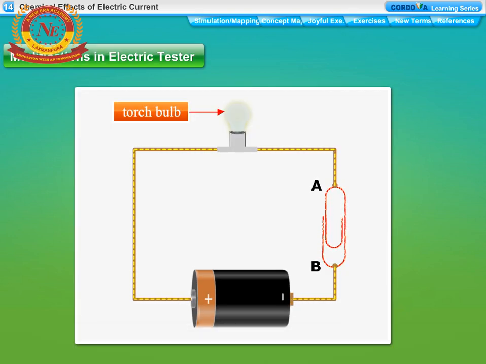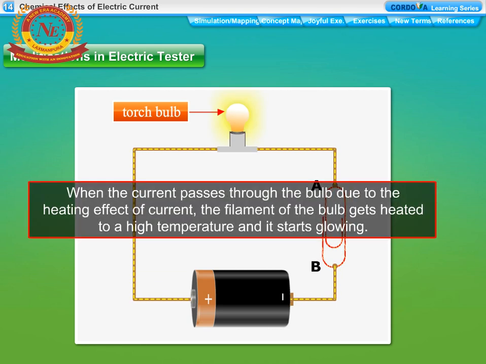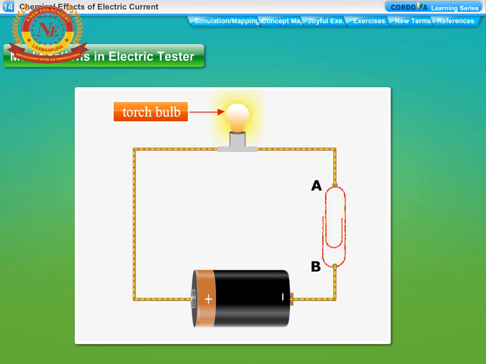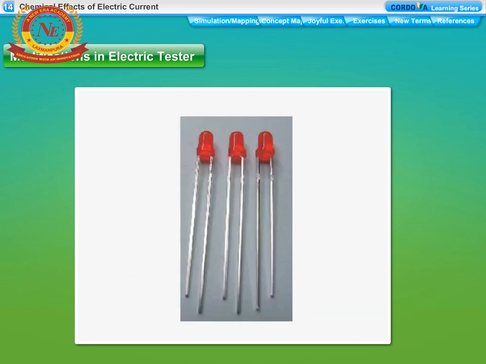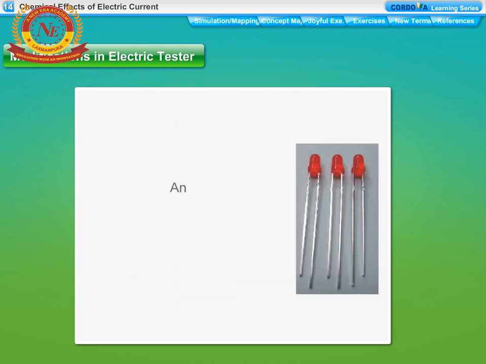Modifications in electric tester. The bulb glows when the electric current passes through an electric tester due to the heating effect of current. When the current passes through the bulb, the filament of the bulb gets heated to a high temperature and it starts glowing. However, if the current through a circuit is too weak, the filament does not get heated sufficiently and it does not glow. So, we may use an LED in place of the electric bulb in the tester.